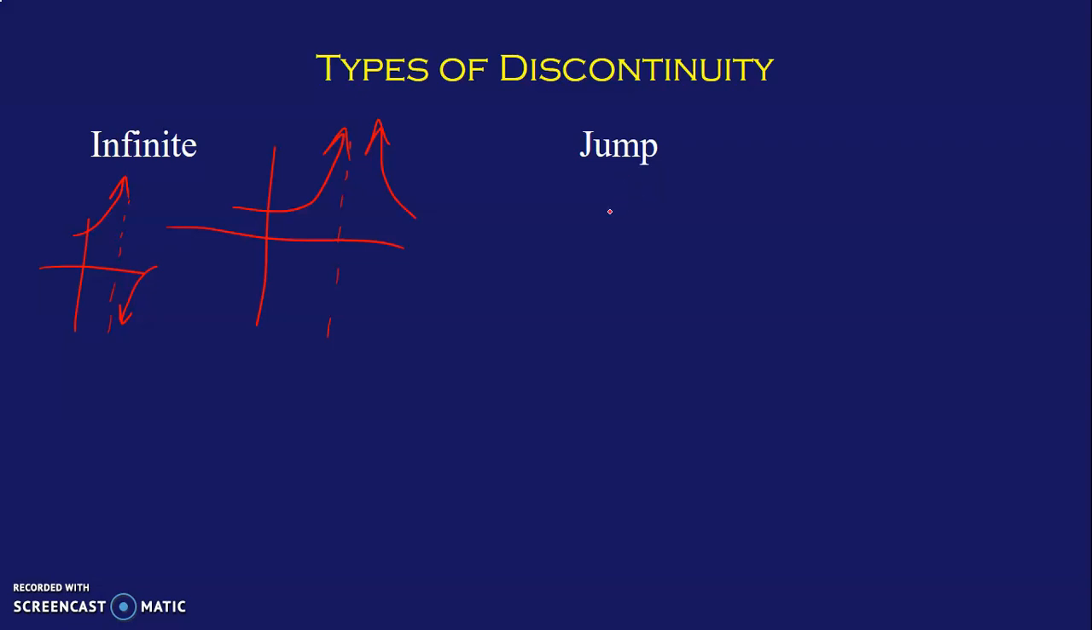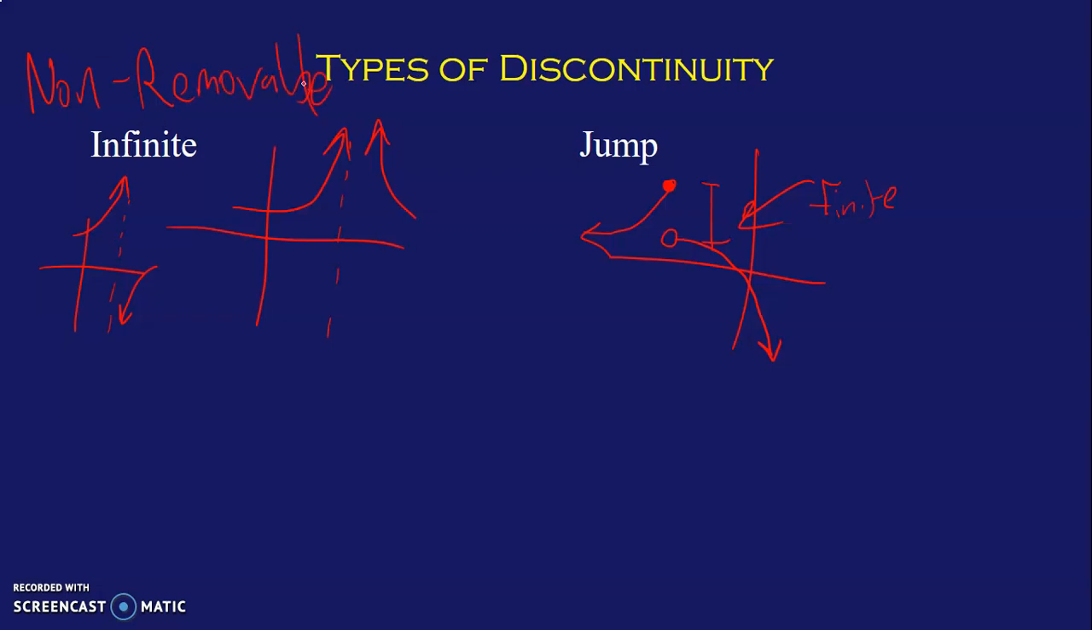A jump discontinuity is where there is a finite difference between the left side limit and the right side limit. So for example, if I had my function coming along and it was defined here, and then it jumped to an open hole and it kept going that way. This would be a jump because there's a finite distance. So the gap here is finite. That makes it a jump discontinuity. If the gap in between them is infinite, or if there's an asymptote, then it is an infinite discontinuity. And again, both of these are non-removable discontinuities.